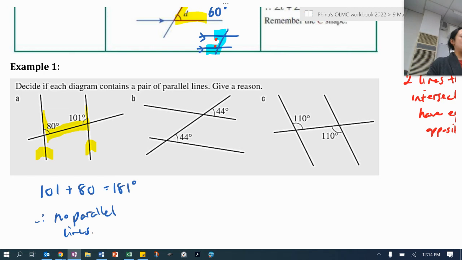Okay, the second one. So we've got 44 and 44. And we've got these two lines there. Are they parallel? Yes. Why? What's the type? Corresponding. So yes, because they are corresponding angles.